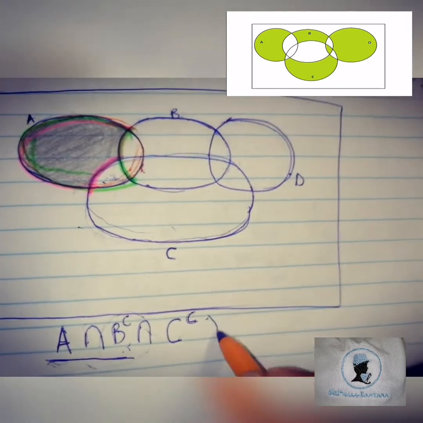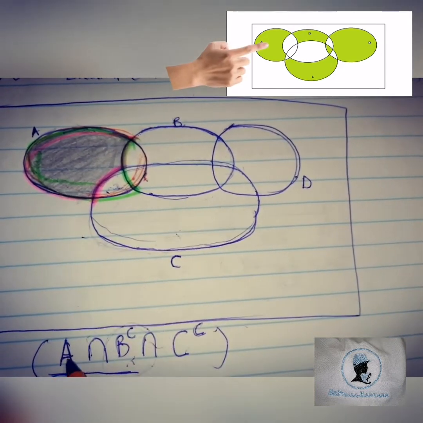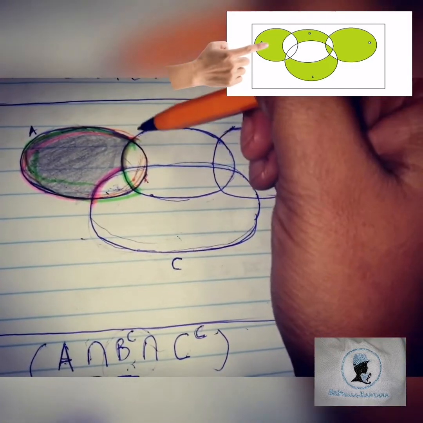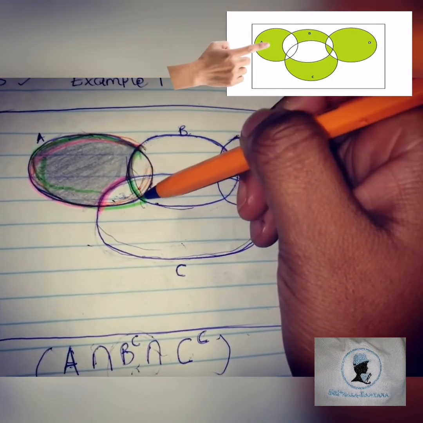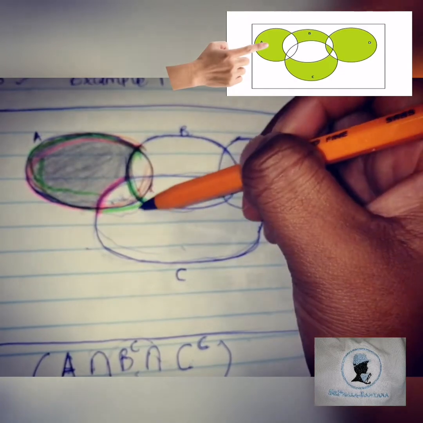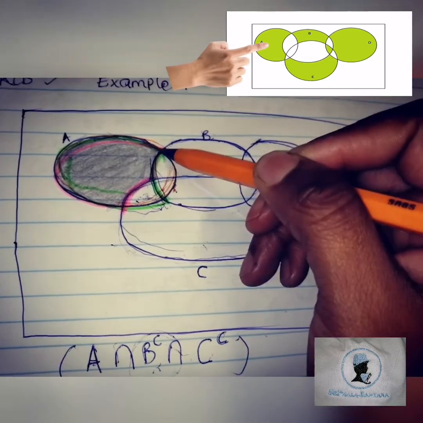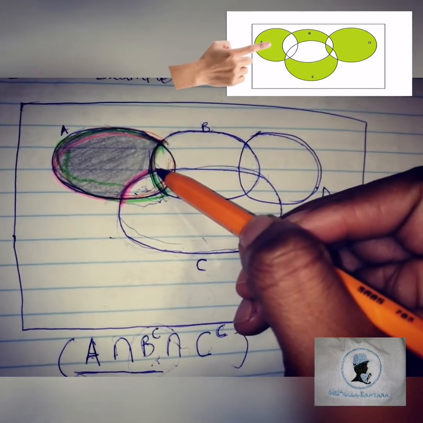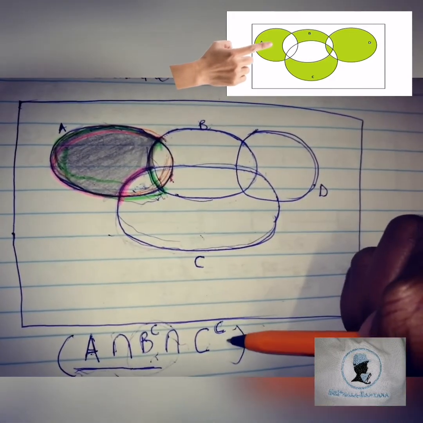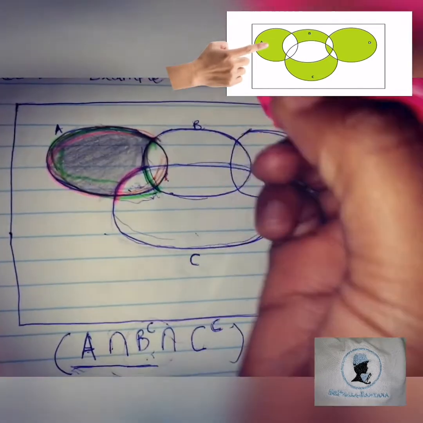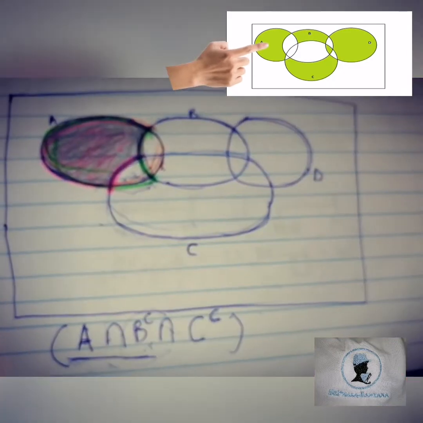So this notation represents this. So A intersects B complement. This is where A, the green part, this is where A and B complement intersect. So now we are saying that the set we've described, we are going to say intersect with C complement. So where they intersect is the shaded part.